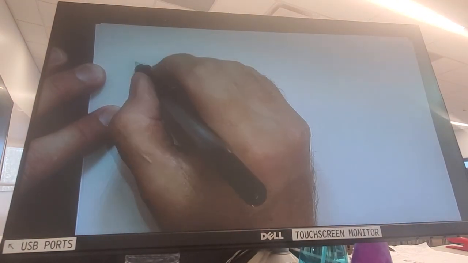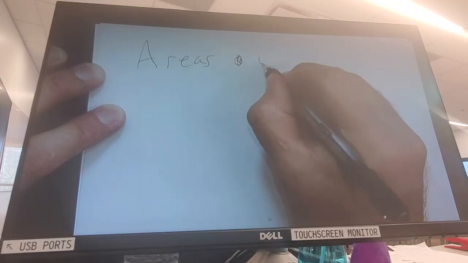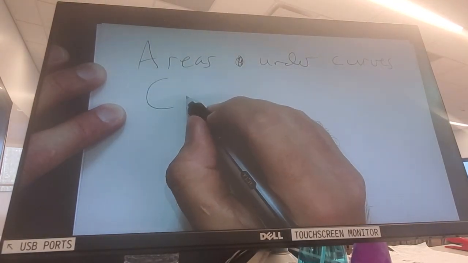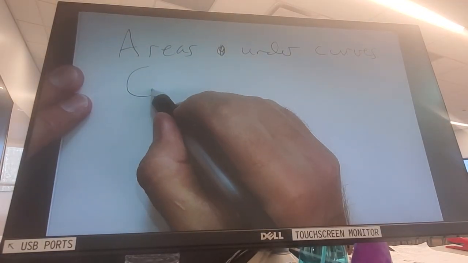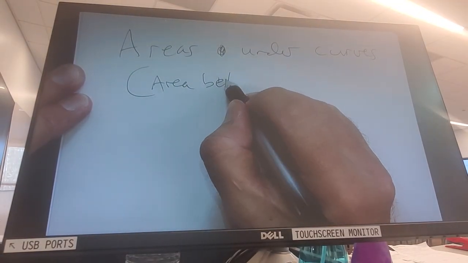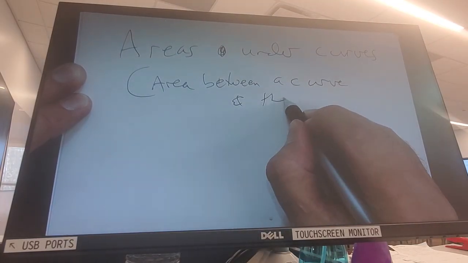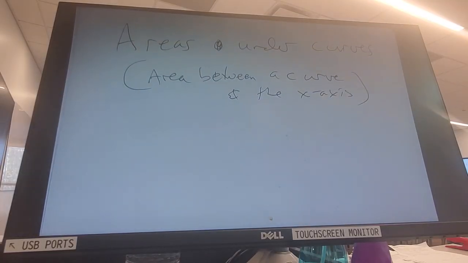The main thing we're going to get into right now, which seems totally disconnected to everything we've done, is areas under curves. Or more appropriately, this is how it's normally worded, but what I really should say is area between a curve and the x-axis. We think of the x-axis as the ground.